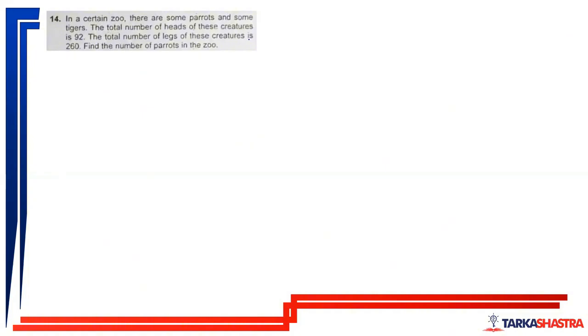Next, in a certain zoo, there are some parrots and some tigers. The total number of heads. So how many heads does each parrot have? One. A tiger also has one head. The total number of heads of these creatures, that is parrots plus tigers, is 92.